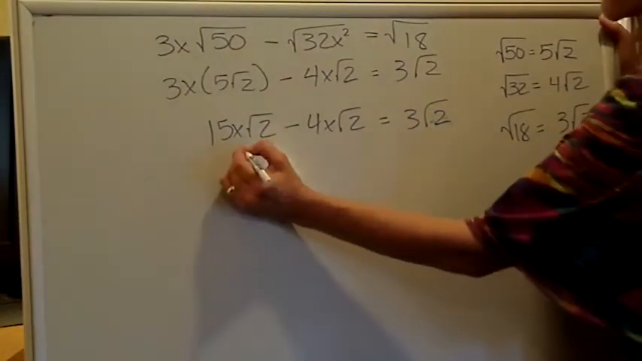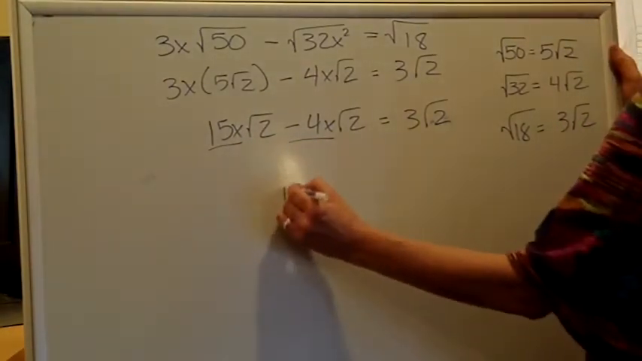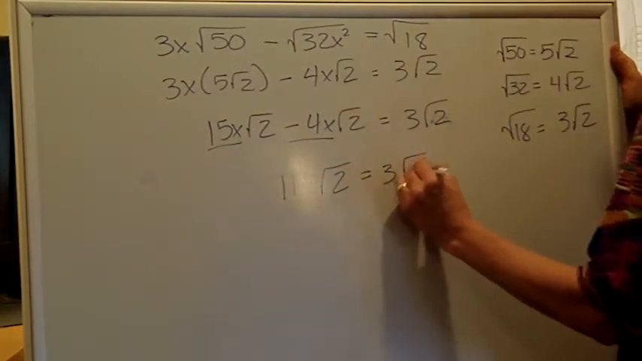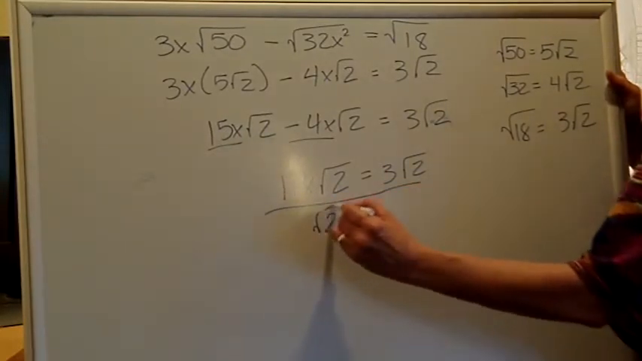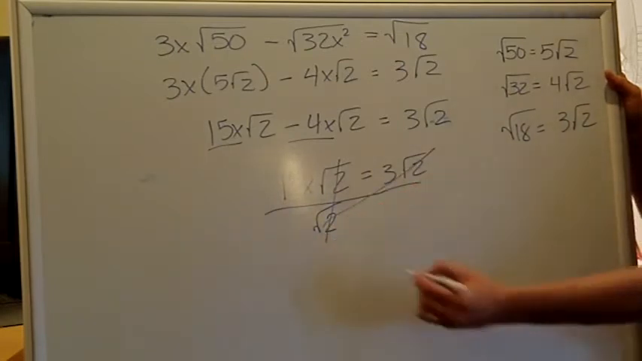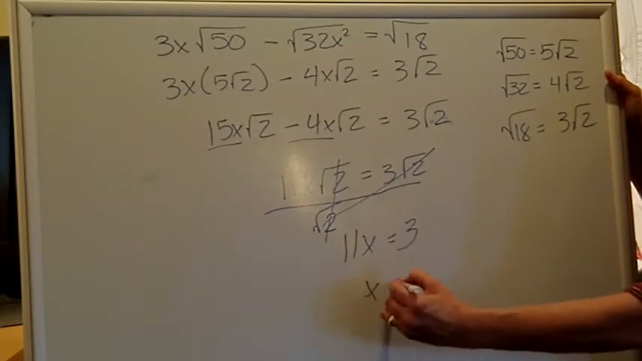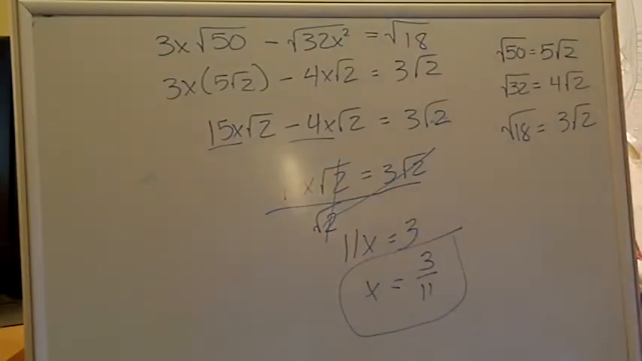So what I want you to focus on is 15x minus 4x. What is that? 11x square root of 2 equals 3 square root of 2. Imagine this. What if we divided the whole thing by square root of 2? It would disappear and you'd have 11x equals 3. Therefore, x equals 3/11. Boom. You got your answer.